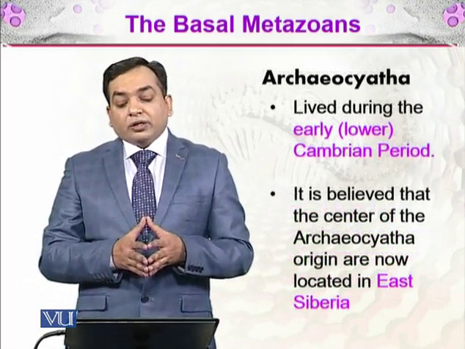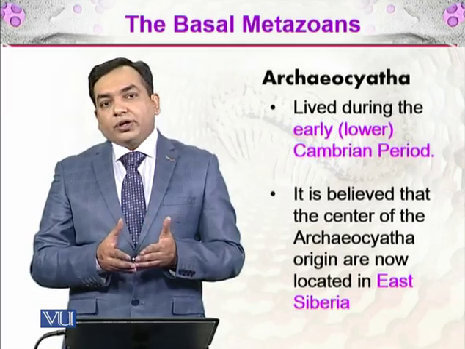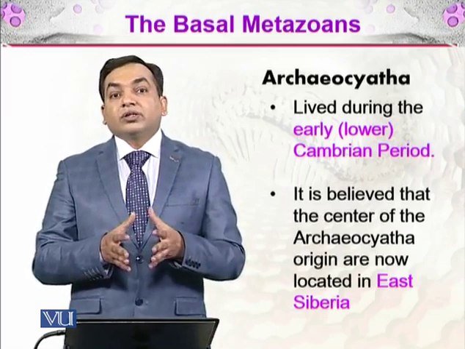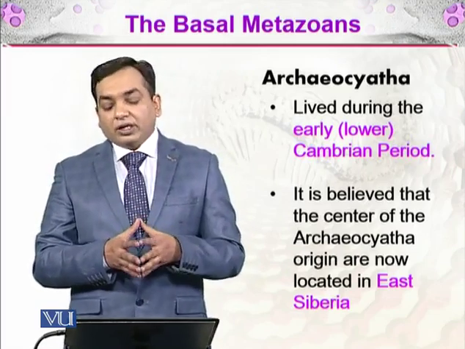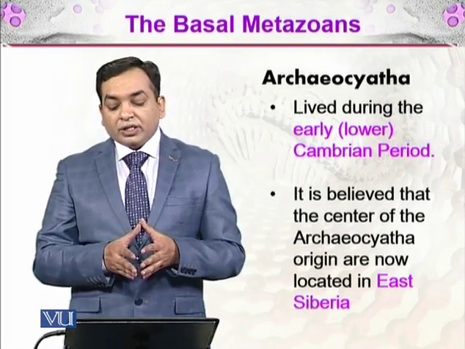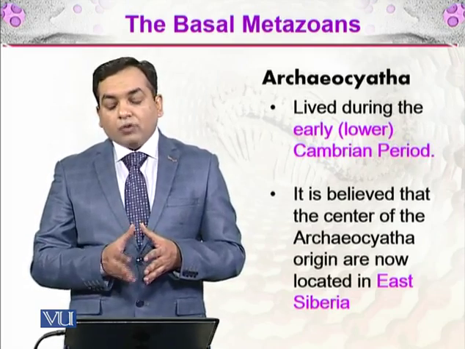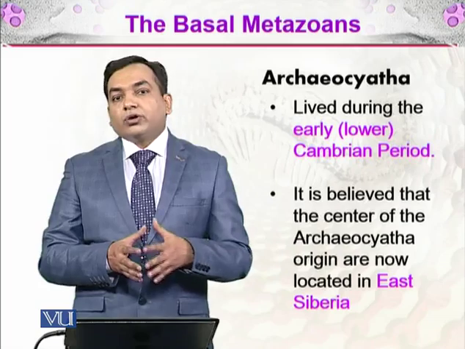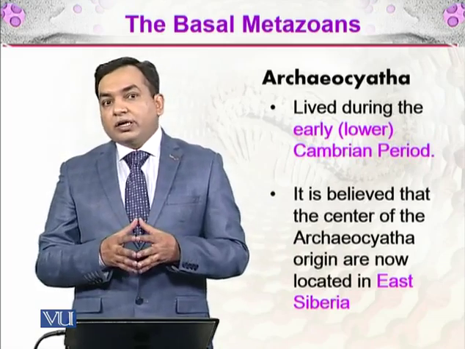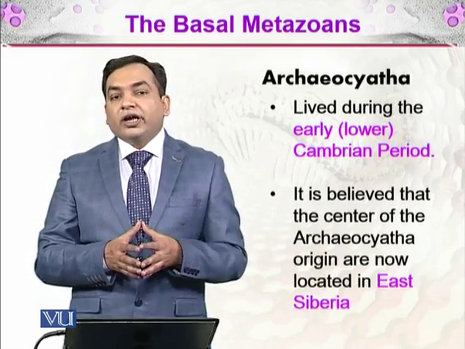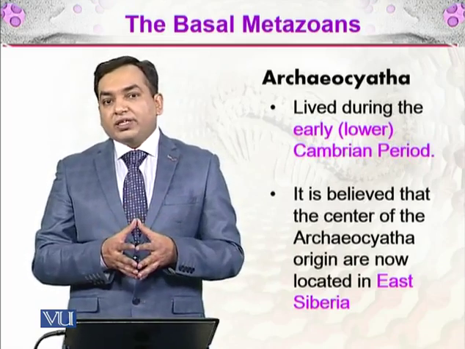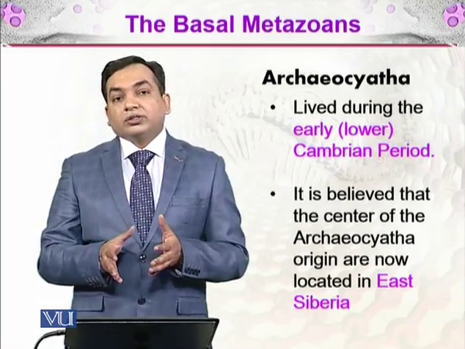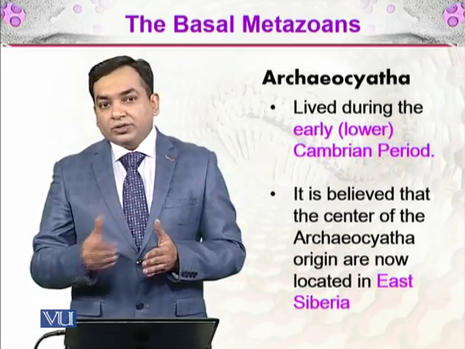And the Archaeocyathata lived during the early Cambrian period. So in the early Cambrian, the Archaeocyaths were living there, and these were an early group of poriferans which were making reef structures. And it is believed that the center of Archaeocyathata origin is located in East Siberia. Siberia is a region in Russia which is far away and desolate, and there are a lot of fossil remains that can be found there. One of those fossils, the Archaeocyath fossil, can be found in eastern Siberia as well.